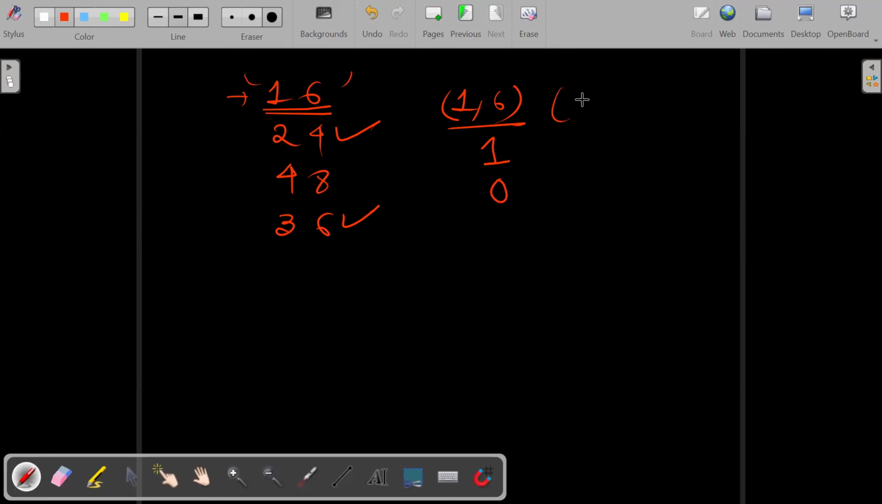How about the next range? It's going to be 2, 4. Does 2, 4 contain any other range?